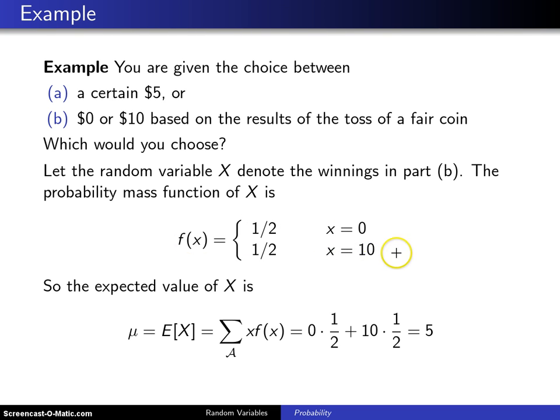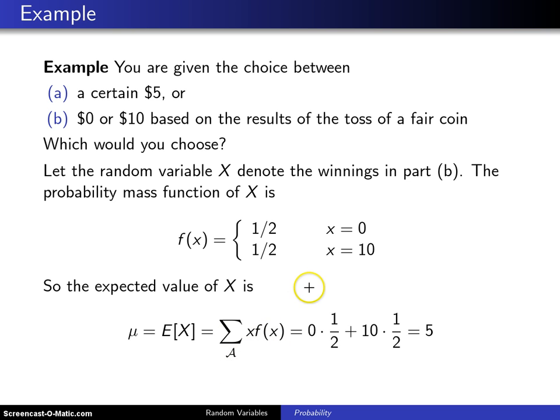This is a discrete distribution. Its two mass values are 0 and 10, and each of those two mass values are equally likely. So when we calculate the expected value of x, we write mu, or the expected value of x, and because it's a discrete distribution, we have a summation here rather than an integral, and it is the sum over the support of x times f of x.